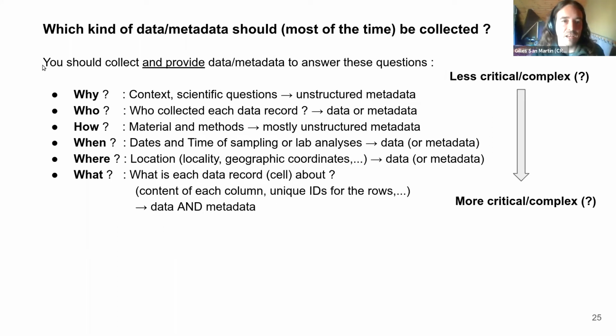Basically, the idea here is that you should collect and provide, because sometimes the data is collected, but it's not available. So it's a problem. So you should collect and provide data or metadata to answer the following questions: why the data has been collected, who collected the data, how the data has been collected, when, where, and what is each data record about. I will go into detail for all of them. And maybe the first ones are the less critical or the less complex, and the last ones are the most difficult.